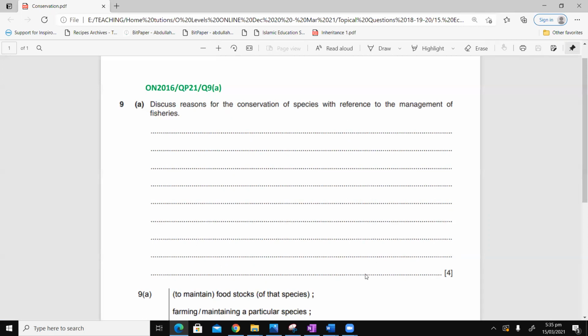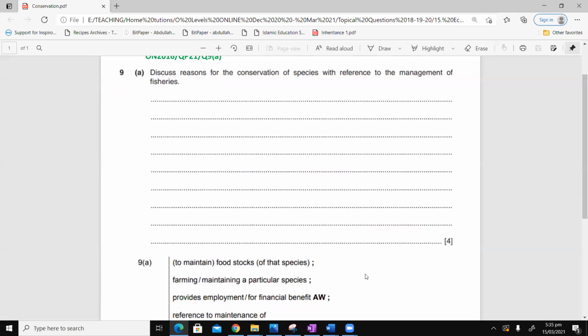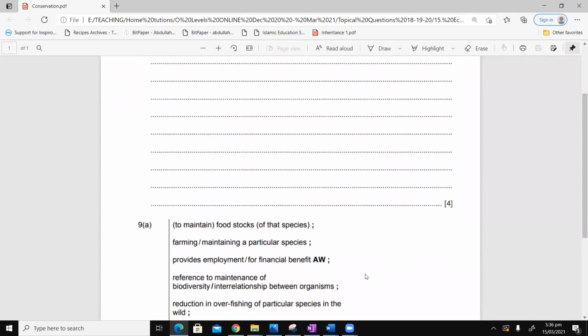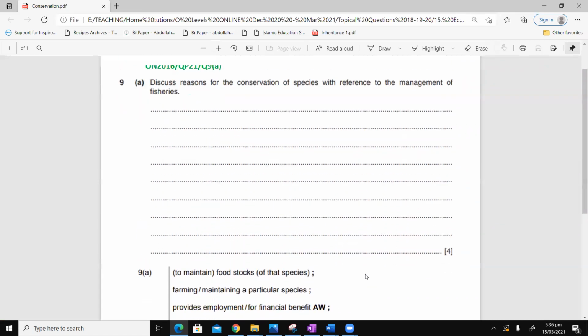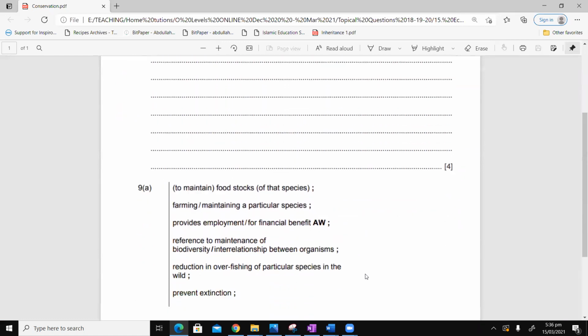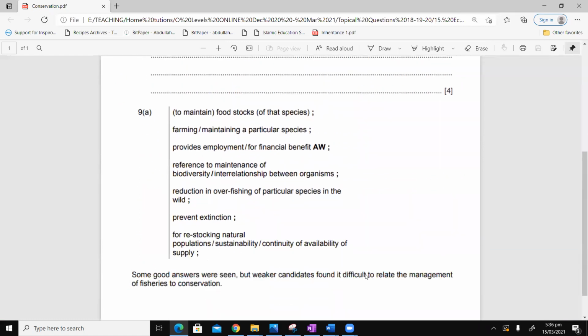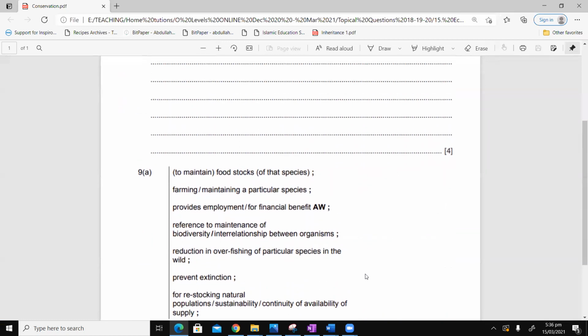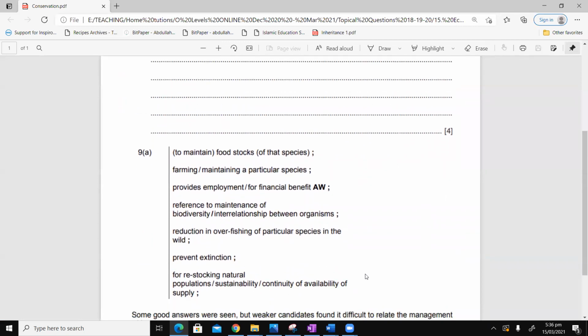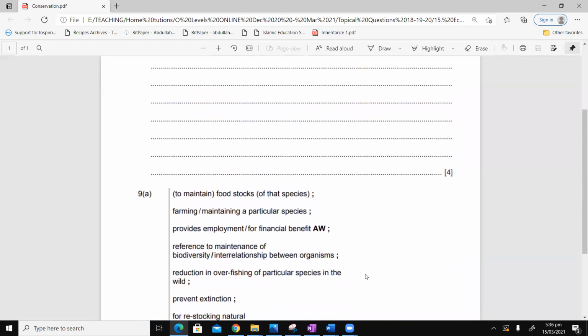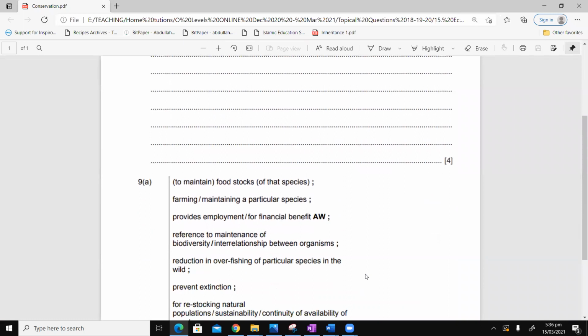Okay. So let's look at the reasons for conservation. Again, it's a 4-mark question and it's a discussion. They've given you 8 points. To maintain food stocks of that species, farming, maintaining a particular species. You know that fishing is related to people's jobs, so it provides employment for financial benefit.